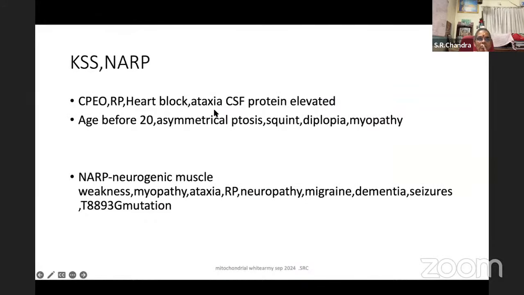Then Kearns-Sayre syndrome and NARP. They present with heart disease, ataxia, and elevated CSF protein, and the age is before 20 years. They have asymmetrical ptosis. Unlike the progressive external ophthalmoplegia syndrome, Kearns-Sayre syndrome can have asymmetrical ptosis. They can sometimes experience squint, diplopia and myopathy. NARP is a neurogenic muscle weakness. So it's a distal weakness with myopathy, ataxia, RP, sensory loss, migraine, dementia, and seizures with a mutation in this locus.